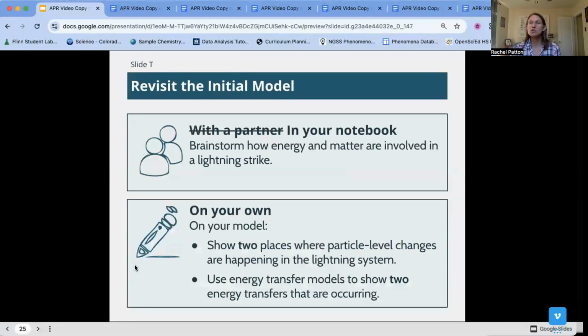You want to show two places in your model where particle level changes are happening in the lightning system. And you want to use energy transfer models like the energy transfer models we used in C1, to show two energy transfers that occur during a lightning strike. So again, pause here so that you can go back and revise your model.